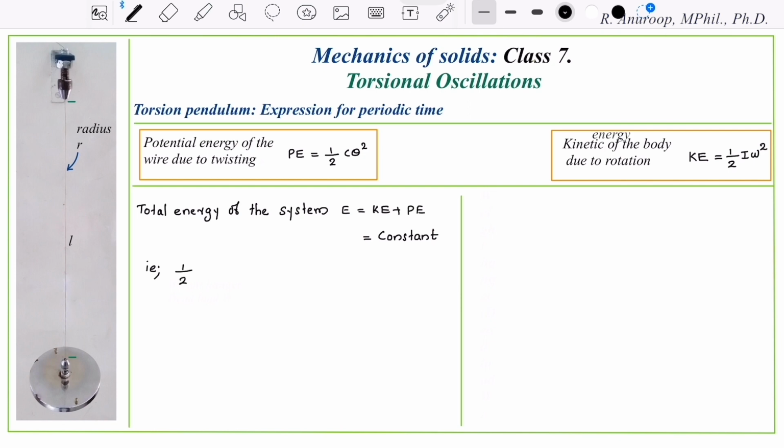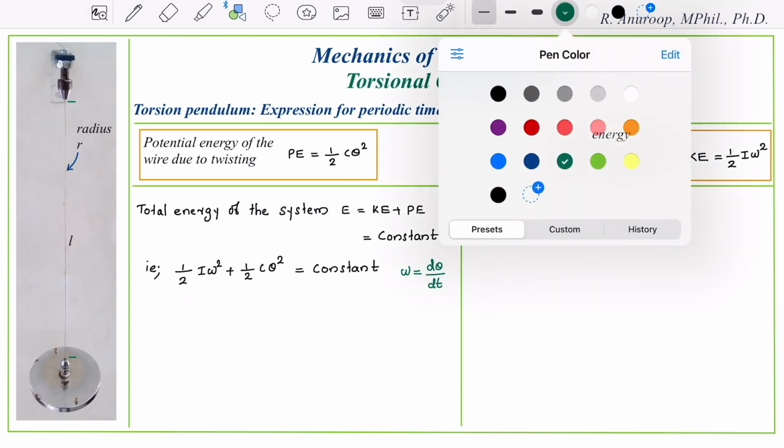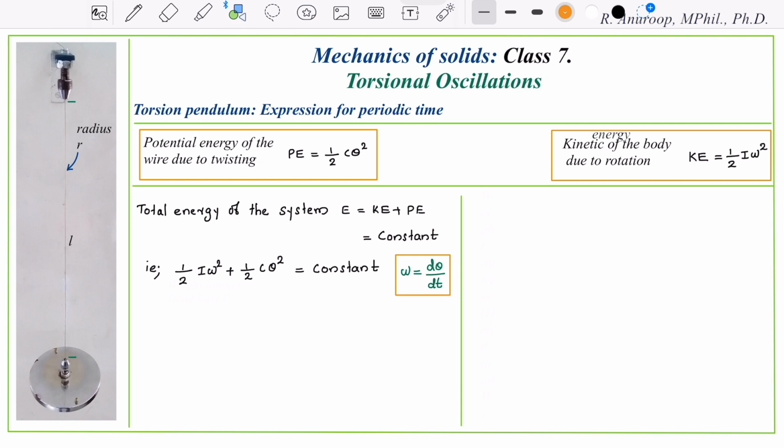What is the kinetic energy of the body due to rotation? It is half I omega square. Potential energy is half c theta square. Therefore, half I omega square plus half c theta square is equal to constant. Here, omega is the angular velocity. If theta is the angular displacement, then we can write omega is equal to d theta by dt.